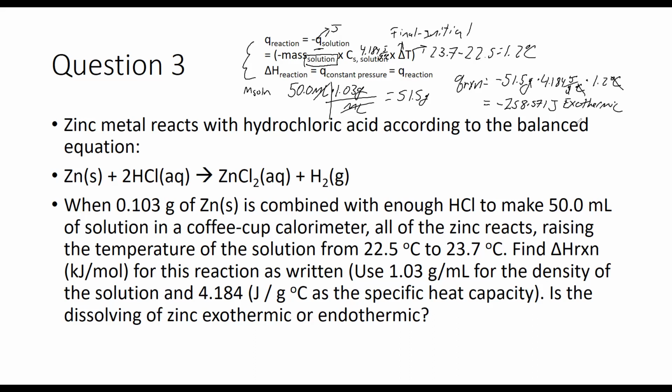On Friday, we did an endothermic reaction where the temperature of our solution cooled down. Here, our temperature is increasing, so it's exothermic. However, the answer that I want should be in kilojoules per mole. Right now, our solution's just in joules, so we need to get it in kilojoules per mole. So let's figure out how many moles of zinc is 0.103 grams, because I'm going to take that mole and divide it by my joules.